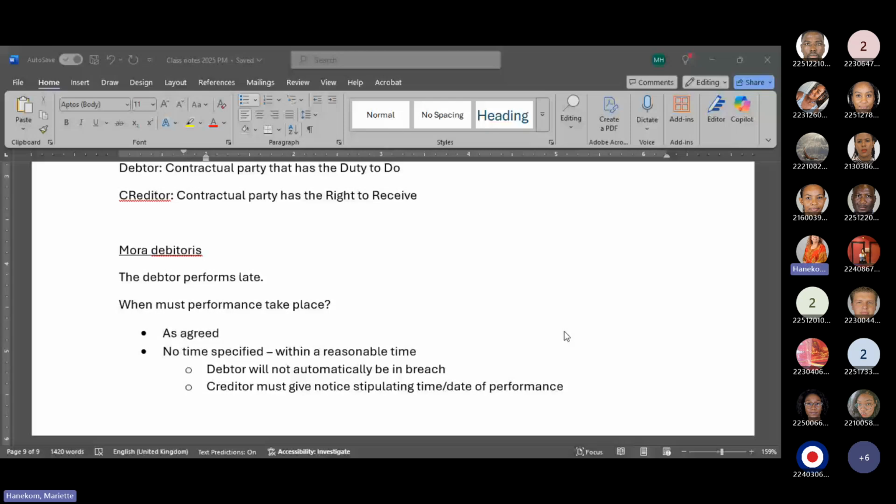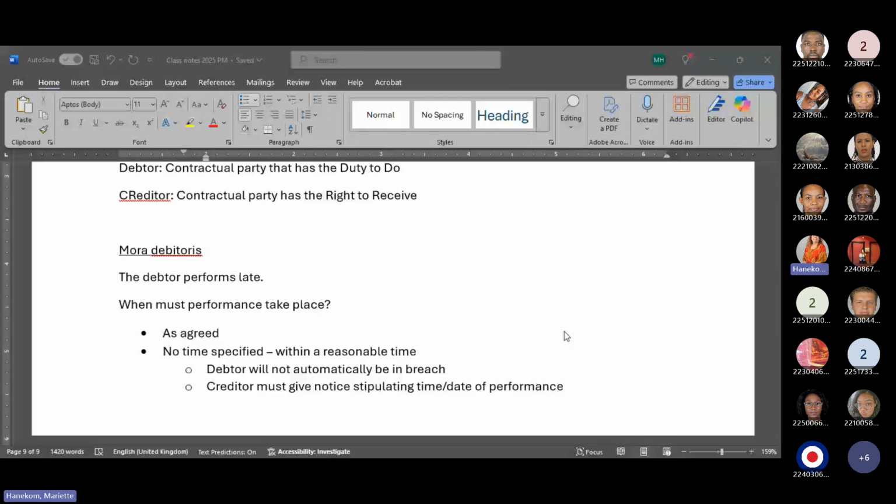Notice is generally in writing, but it doesn't have to be. It can be oral as well. Evelina has to give him notice. Evelina has to say to him, Daniel, can I have the cell phone on the 15th of March? And only if the 15th of March has come and gone without delivery will there be breach.